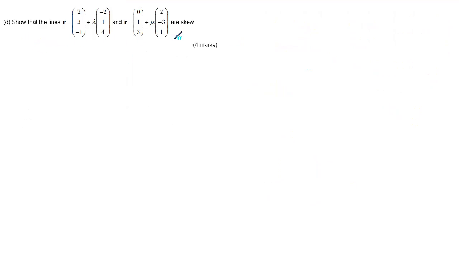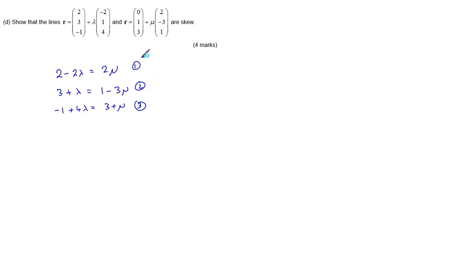We want to show that these two lines are skew, in other words, that they don't intersect. So if they do intersect, then what we would have is that the x-coordinates must be the same. So 2 minus 2 lambda must be equal to 2 mu. And the y-coordinates must be the same. So 3 plus lambda is equal to 1 minus 3 mu. And the z-coordinates are the same. Negative 1 add 4 lambda is equal to 3 plus mu.